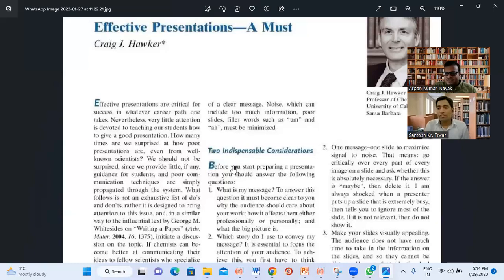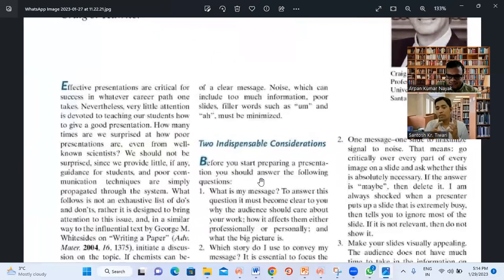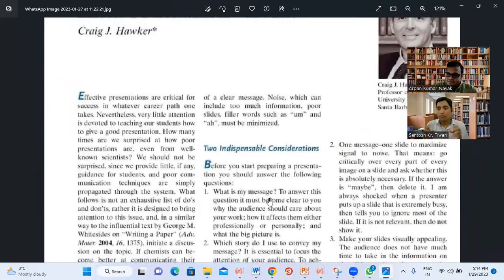Sir, a few days ago I went through this paper, and it can be divided into three parts. The first is about simplicity only; second, there should not be much noise on a slide; and third, you do not have to put a lot of data in a single slide. So first, let's talk about simplicity.